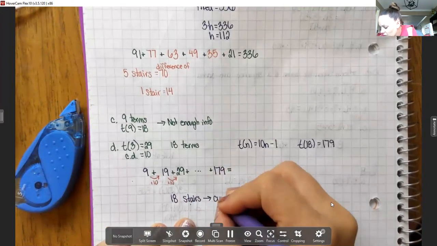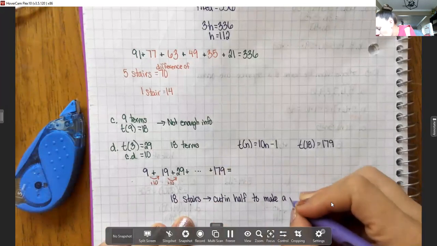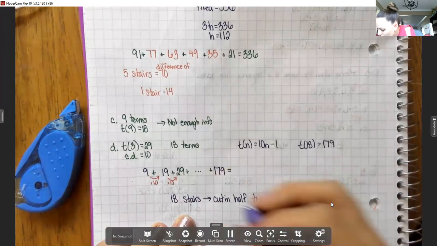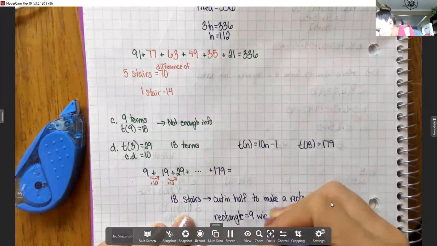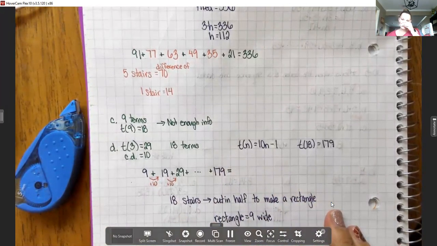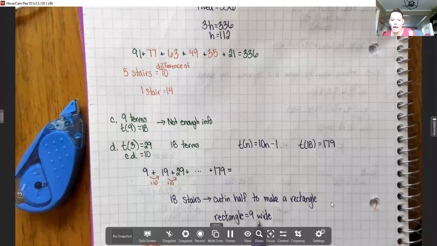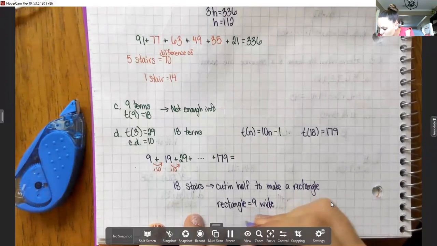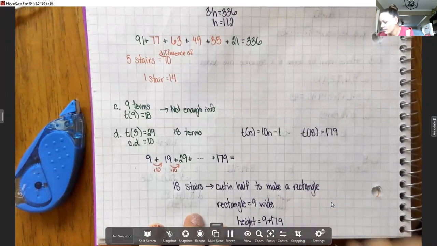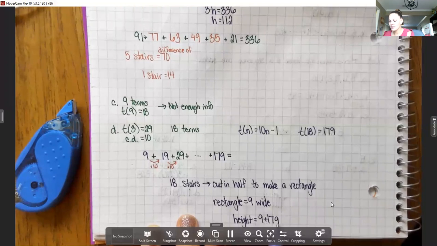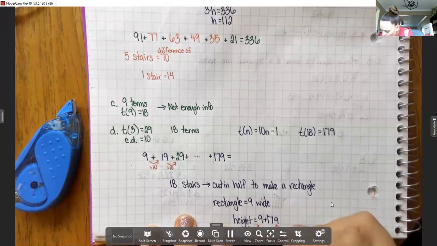So when we cut it in half to make a rectangle, that tells us our rectangle would be 9 wide. So again, 18 stairs because there are 18 terms. So we cut that in half and now it's 9 wide. And the height of the rectangle would be 9 plus 179 because that's the first stair and that's the last stair. First and last stair.